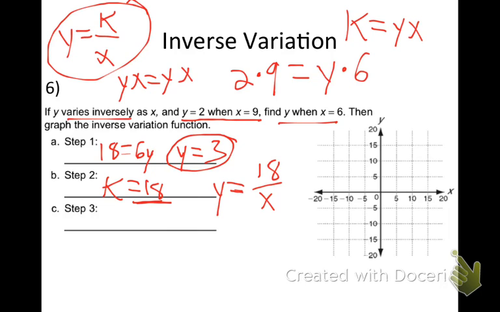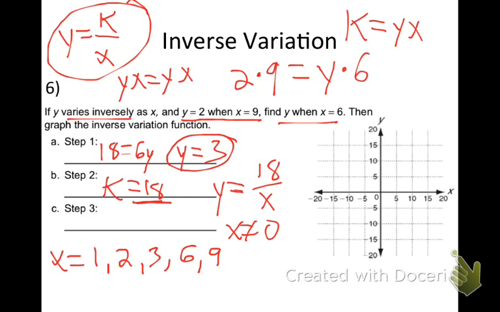1, 2, 3, 4. Sound like great values, right? I could probably choose 5, 10. I mean, I could choose any value I want to here, right? Which x value could I not choose? 0, right? X cannot be 0. Understand that. X cannot be 0. So I would say x equals 1, 2, 3, I'm going to go 6 and 9.